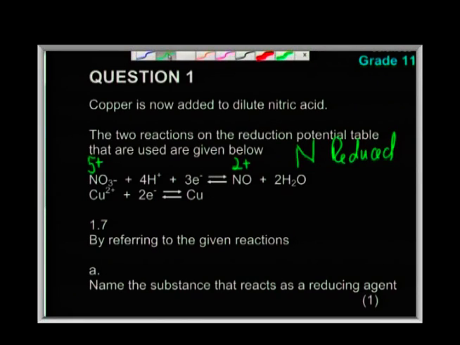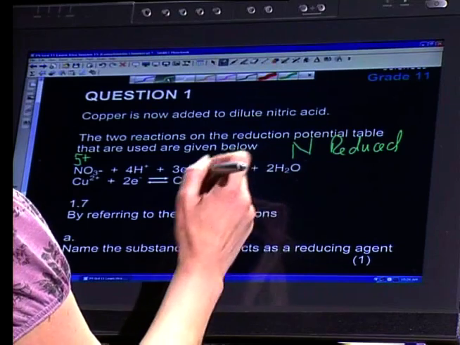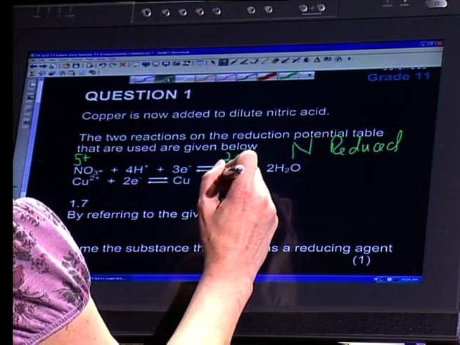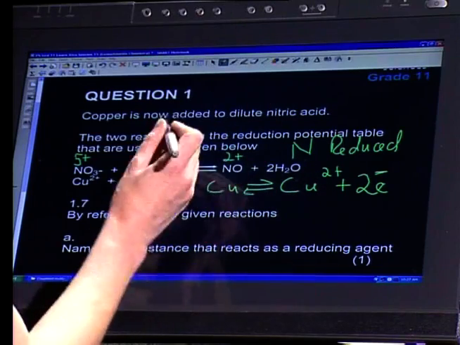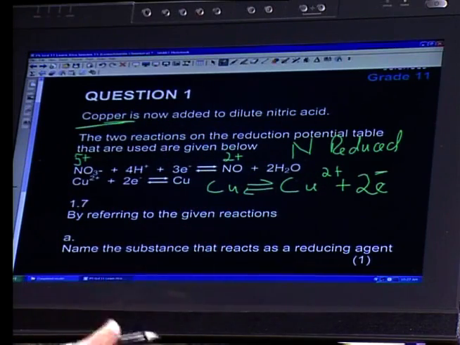Now the two reactions were written directly from our information sheet. However, I'm just going to write the second one the other way around in a way that makes sense. So we're going to say copper goes to copper 2 plus plus 2 electrons. I'm writing it the other way around because we're actually starting with copper, because the question says that copper is now added to dilute nitric acid.